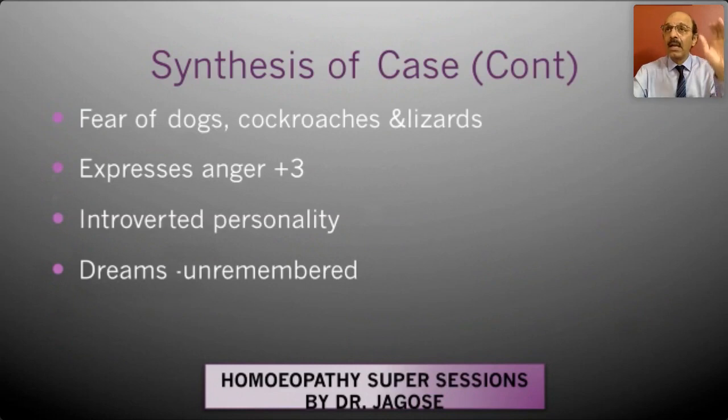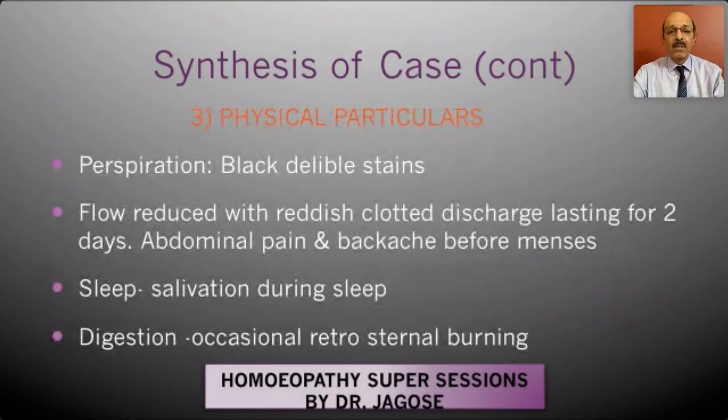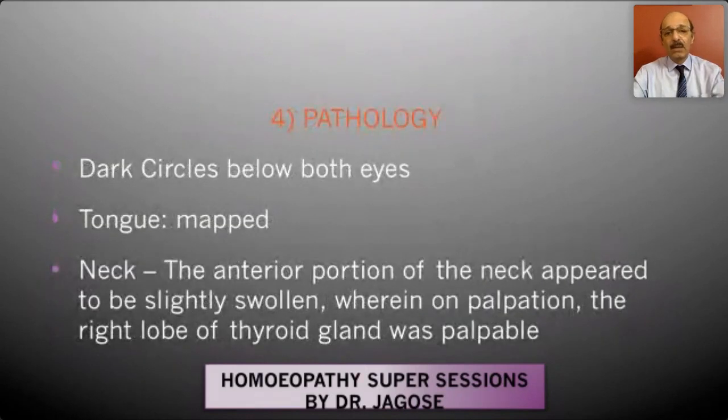So please remember, in synthesis, you have to take all the symptoms and arrange them from most importance to the least importance. In physical general, the craving, the aversion, the perspiration, irregular menstrual cycle, black terrible stains, reduced sleep, digestion, all is taken into consideration. Pathology: dark circles below the eyes, tongue mapped, anterior portion of the neck appears slightly swollen, and on palpation the right lower thyroid gland was palpable.